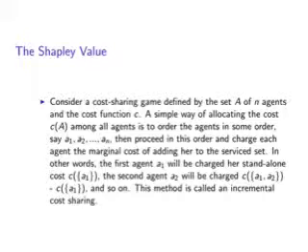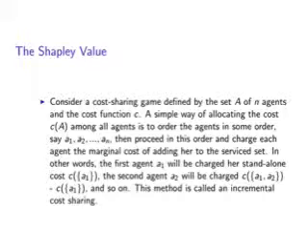A problem with the method described above is that it is not anonymous, i.e., the ordering of the agents makes a difference in the amount they will be charged. The Shapley value fixes this problem by taking a random ordering of the agents picked uniformly from the set of all n factorial possible orderings and charging each agent her expected marginal cost in this ordering.